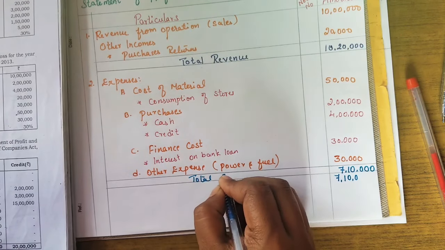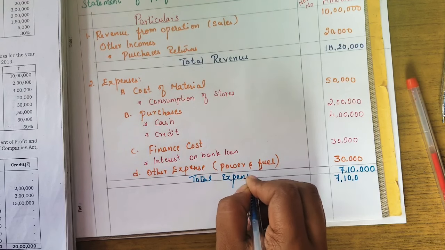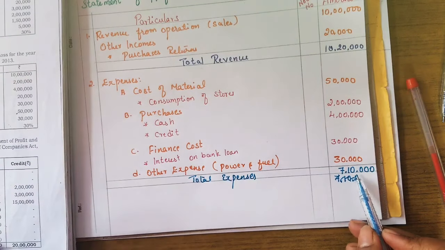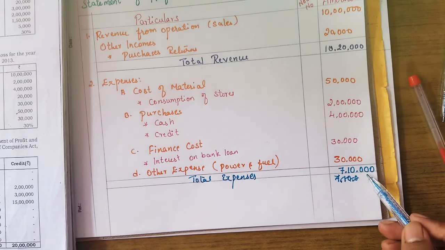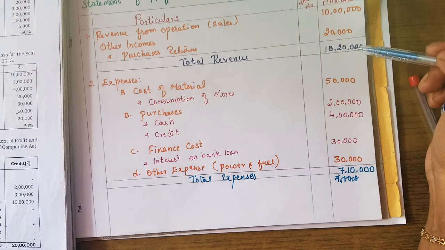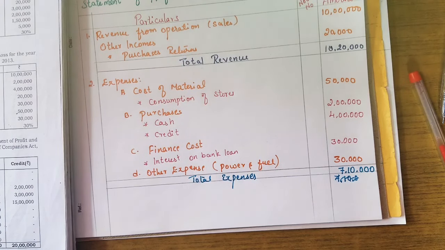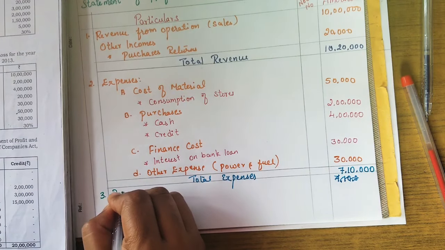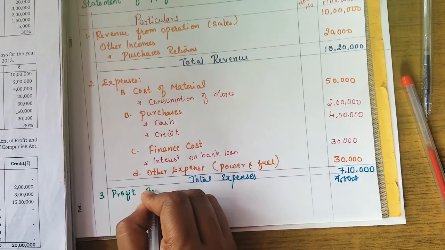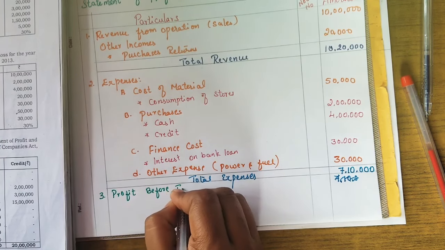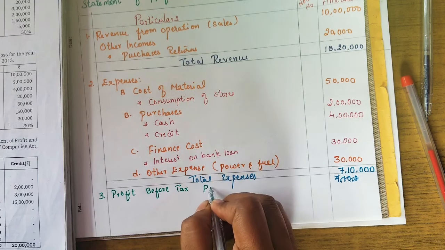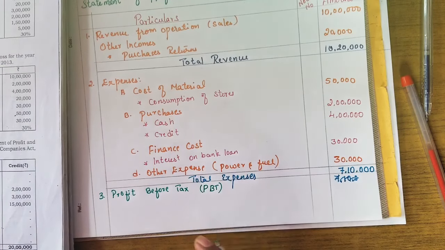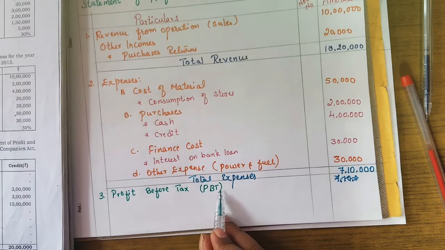Total expenses. Okay, total expenses is 7 lakh. Add all these expenses, you will get 7 lakh 10,000. Total income is 10 lakhs 20,000. Now let's find out the profit before tax. Profit before tax can also be written as PBT. Sometimes in exams they can ask you to find out PBT. It's nothing but profit before tax.